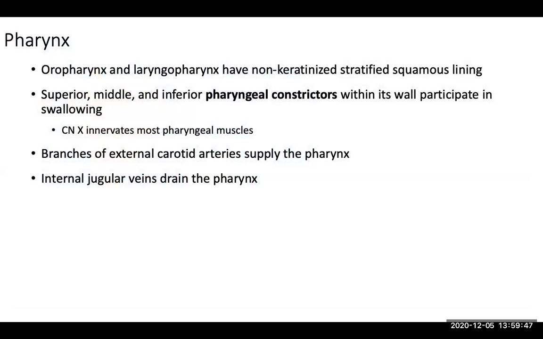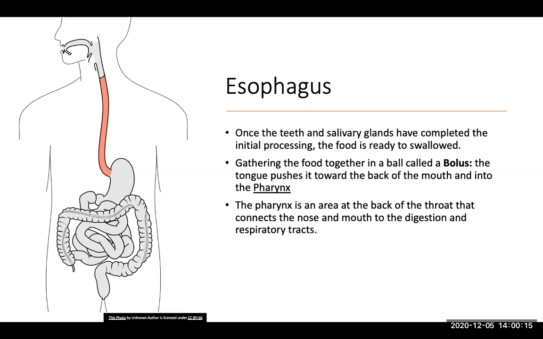The pharynx is another word for the throat. The oropharynx and laryngopharynx have non-keratinized stratified squamous epithelium lining. The superior, middle, and inferior pharyngeal constrictors within its walls help to swallow, and cranial nerve number 10 helps to innervate those pharyngeal muscles. The branches of the external carotid artery supply blood to the pharynx, and the internal jugular veins will drain the pharynx.